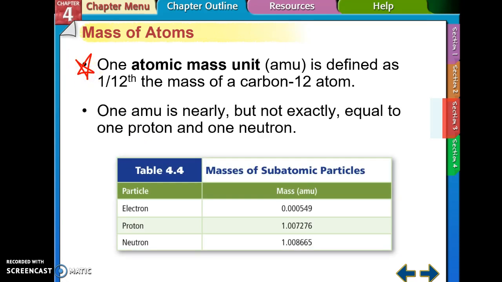An AMU is almost equal to 1 proton plus 1 neutron. Remember, that's what's in the nucleus. They both are going to have a mass of about 1. And it is going to end up being what we use to measure the mass of an atom. Electrons have a really small mass. So when it comes to talking about the mass of a specific atom, we don't even count an electron.